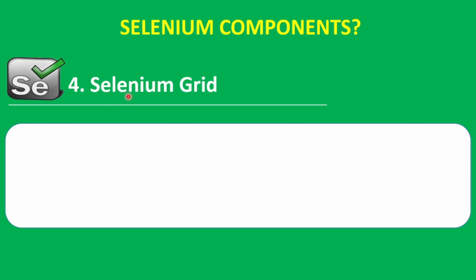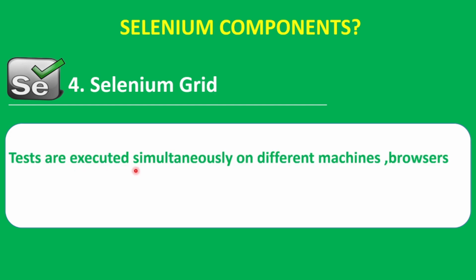The next component of Selenium is Selenium Grid. Tests are executed simultaneously on different machines and browsers when you use Selenium Grid. So you can write the test script once and run that script on multiple browsers at the same time, like Firefox, Google Chrome, Opera Mini. All the browsers you can use at the same time to run your script, which will save your execution time. So to minimize the execution time, you can use Selenium Grid because it helps you run the script in parallel on different machines and different browsers.